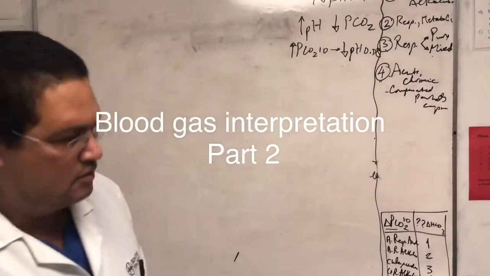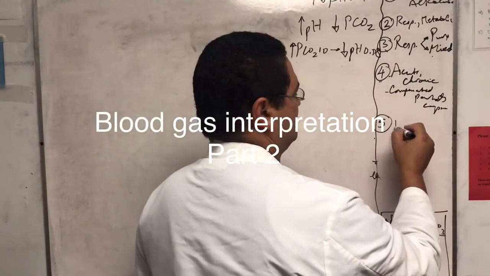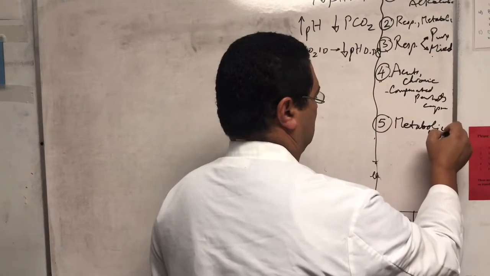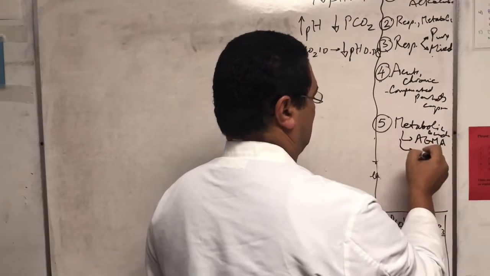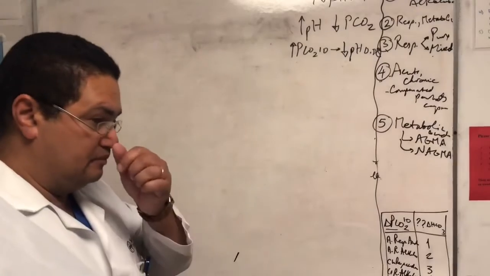So now, number 5. That's if it's metabolic acidosis. So only applies if you're in metabolic acidosis. We're gonna divide you into anion gap metabolic acidosis or non-anion gap metabolic acidosis. And that's it, very simple.